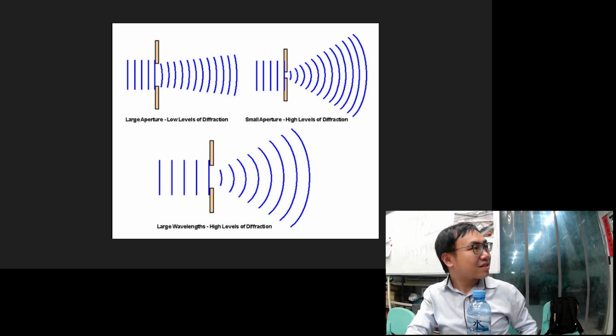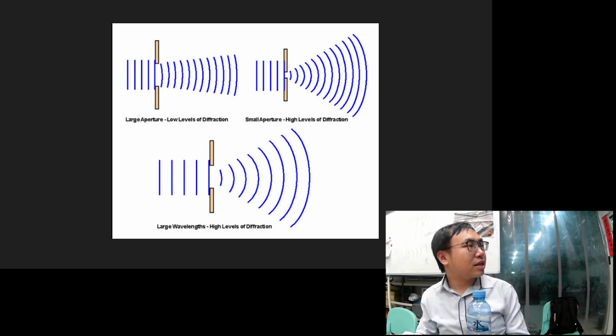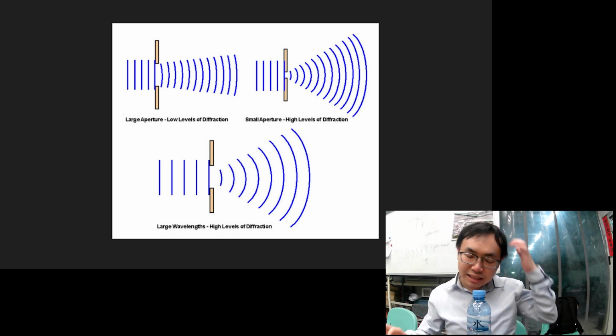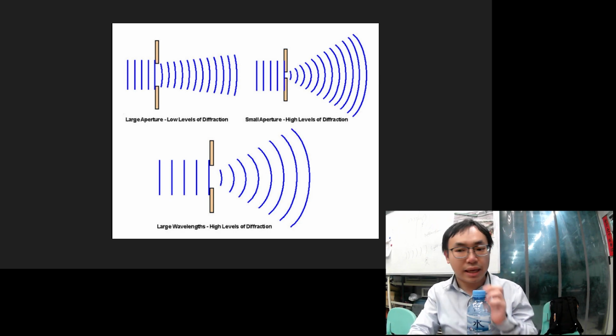Okay. So compare these two diagrams. The aperture, which is the hole, is the same size, but with the larger wavelength, the higher level of diffraction, the light bends more. With the lower wavelength, the light bends less. Just simple as that. Okay.